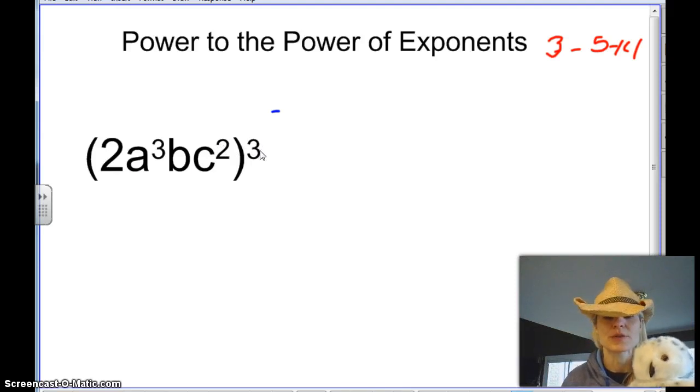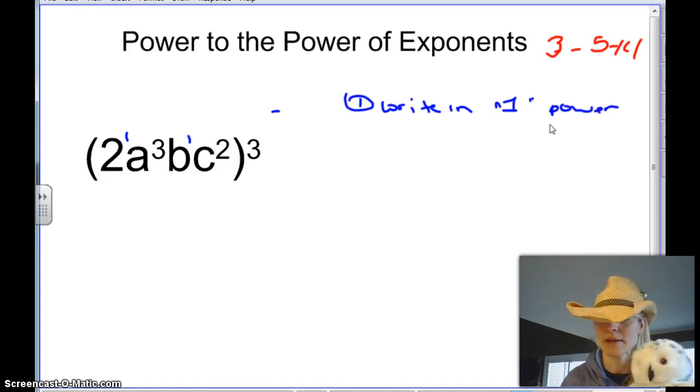So what we want to do when we're first doing this is, I think it's best if you go ahead and put in exponents so you don't see. So we know that this is 2 to the 1 power, a to the 3rd power, b to the 1 power, and c to the 2 power, and then b to the 3 power. So our first step is to write in the number 1 power, okay? Terrible handwriting, isn't it? All right, so I went in and put in the exponents that aren't there, okay?